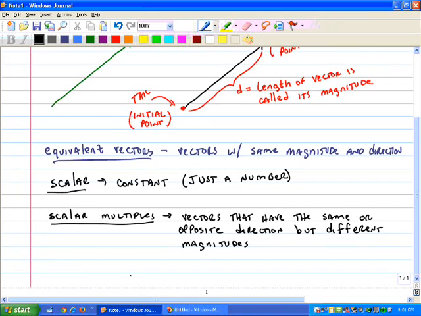For instance, if this vector and this other vector are oriented in the same direction, or this vector is oriented in the exact opposite direction, these are scalar multiples of each other because they have the same or opposite directions but different magnitudes.